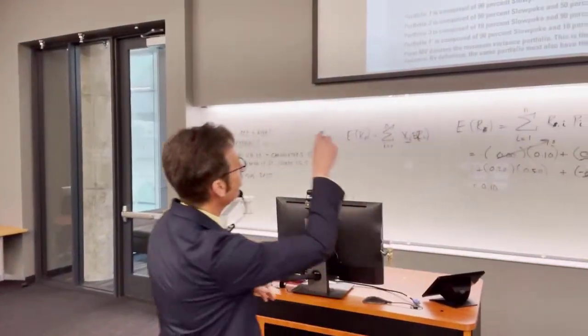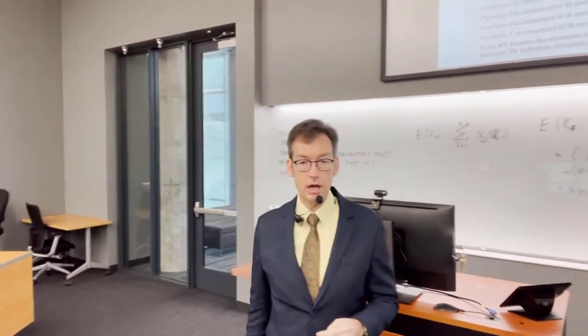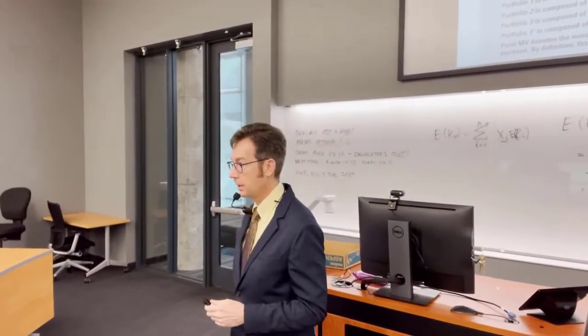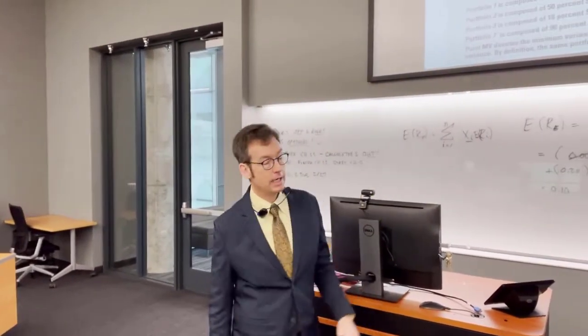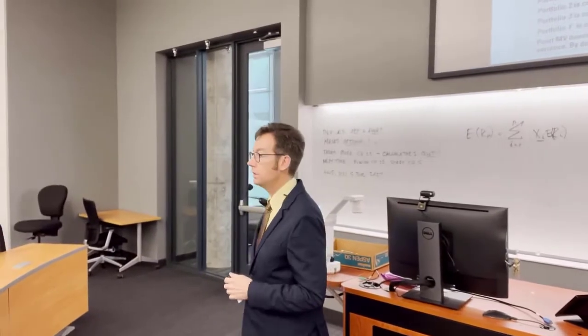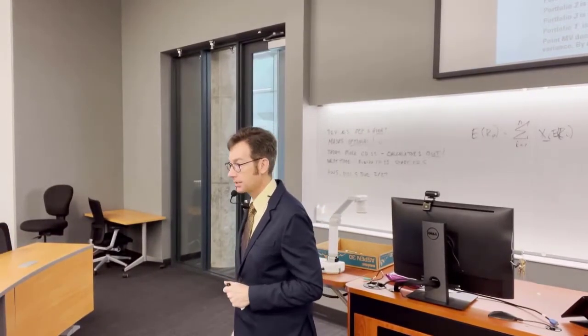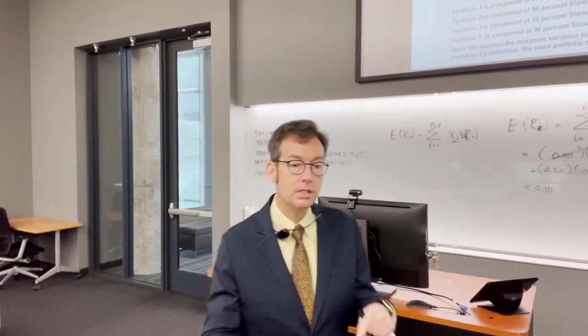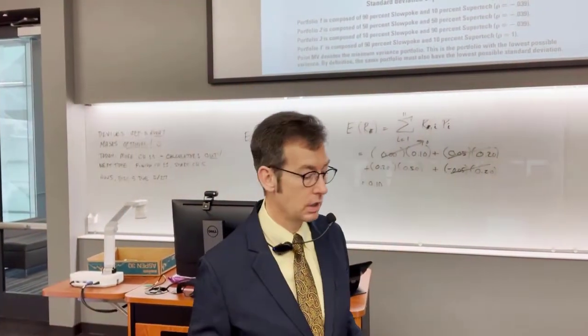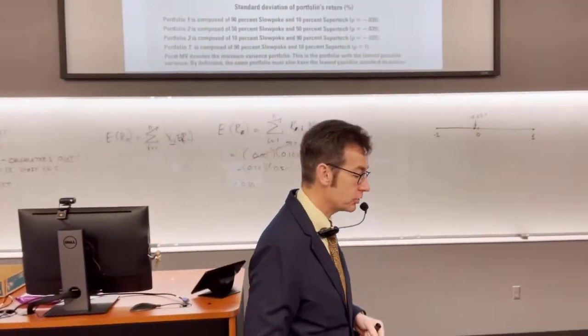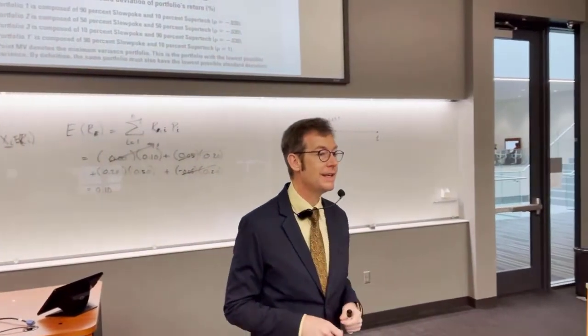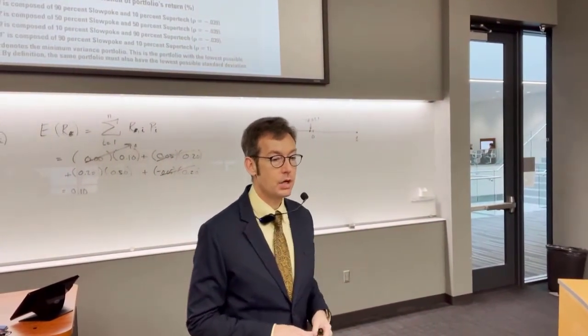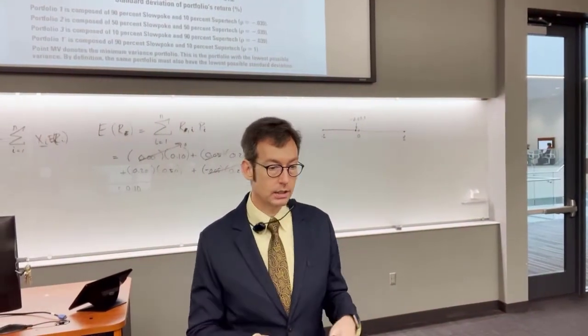Now, so this whole curve would be the opportunity set, but between MV and Supertech would be the efficient set. So the whole curve is called the opportunity set. It's every possible thing you could do, but between MV and Supertech would be the efficient set. That's the only places you should be investing.